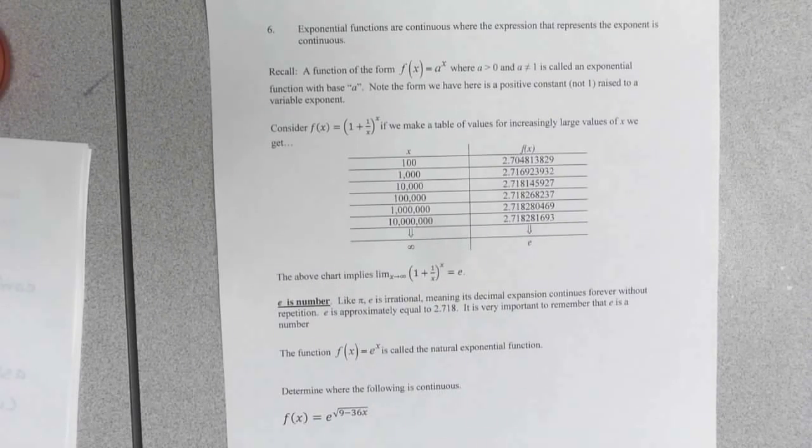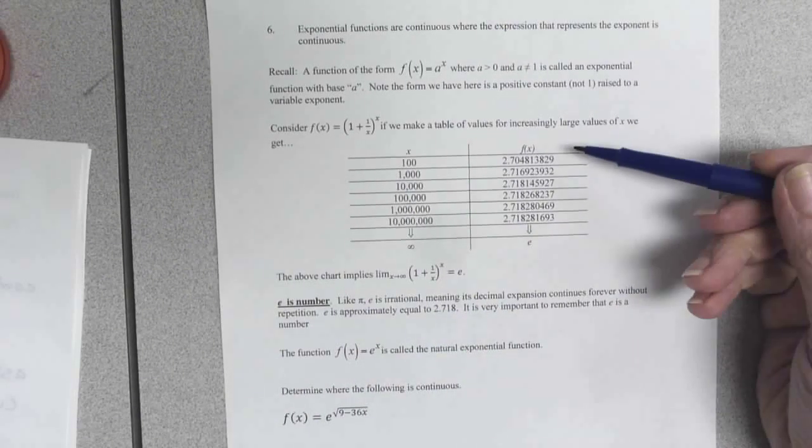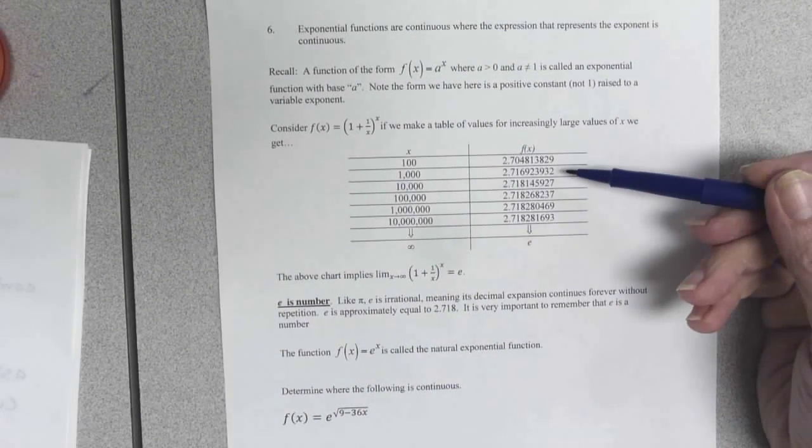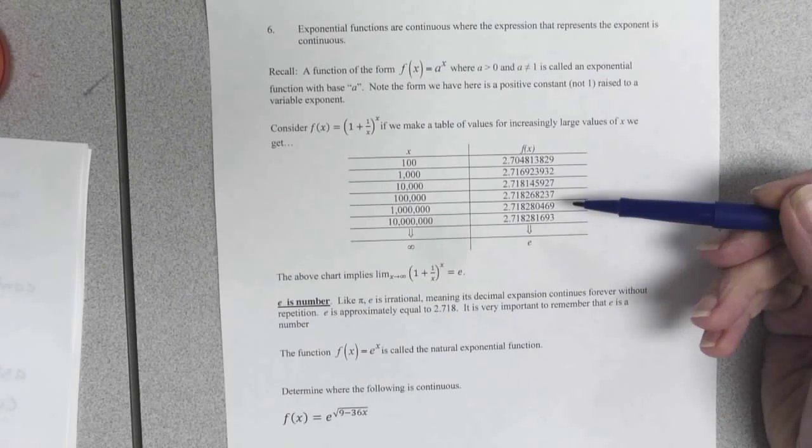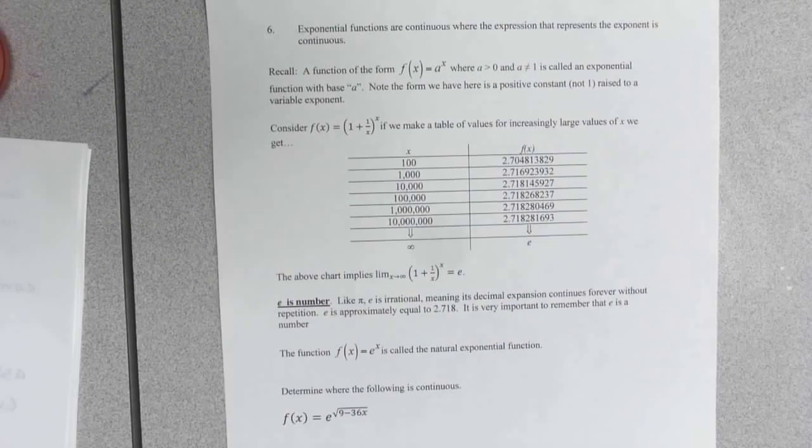Now, working towards an exponential function we'll see over and over again, consider f of x equals 1 plus 1 over x, to the x. If we make a table of values for increasingly large values of x, we get this. And this number over here, where it doesn't keep getting bigger and bigger, it slows down. That number is called e. And so the chart above implies that the limit as x goes to infinity of 1 plus 1 over x, to the x, equals e.